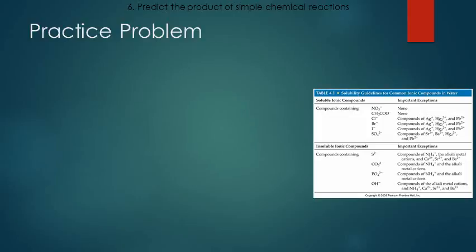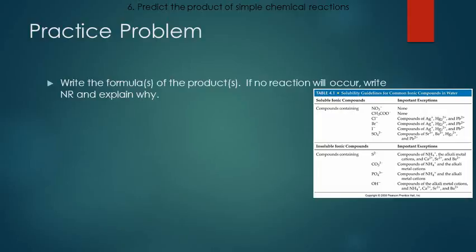Alright, several examples you've seen there. Give you a chance to practice it now. Just like on the last practice slide, I'll give you the equation for the reactants. You need to figure out what the products are going to be. If no reaction will occur, write NR, explain why. And again, notice here are your solubility rules to consult.